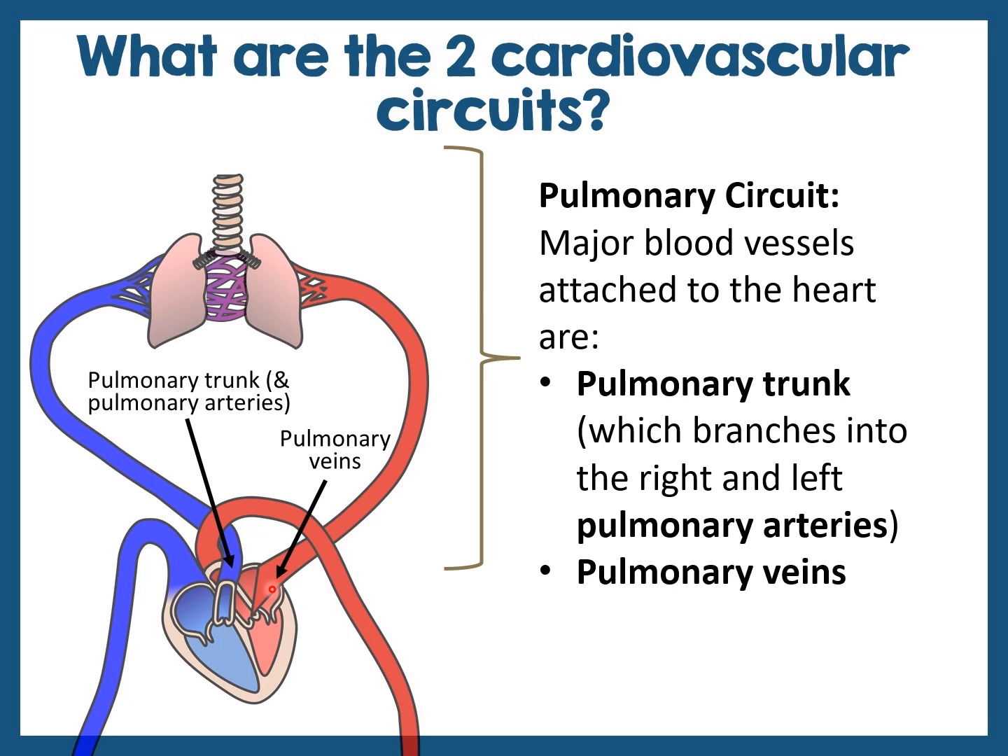A lot of students associate arteries with oxygenated blood and veins with deoxygenated blood. But please note, in this system, it's opposite. Arteries carry blood away from the heart, while veins carry blood towards the heart. So in the pulmonary circuit, the blood going away from the heart in a pulmonary artery is deoxygenated, and the blood returning to the heart by a vein is oxygenated.